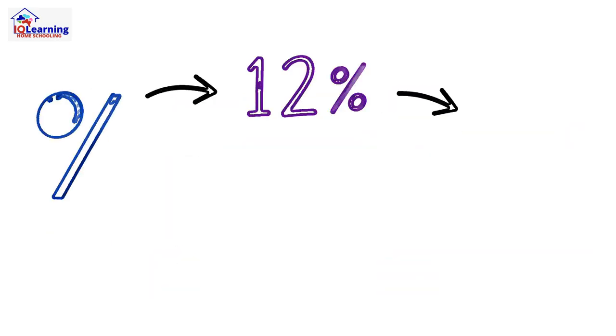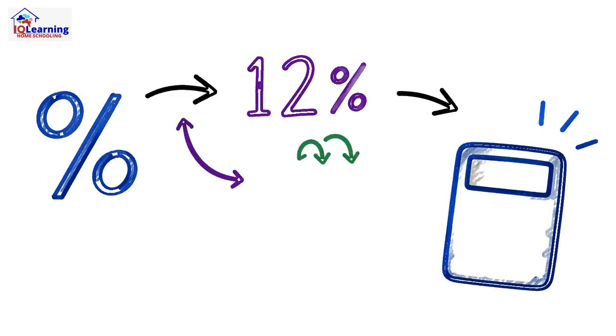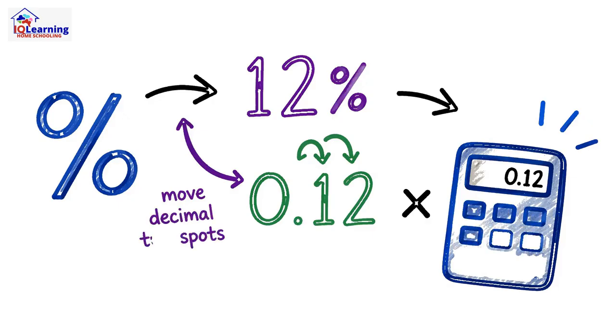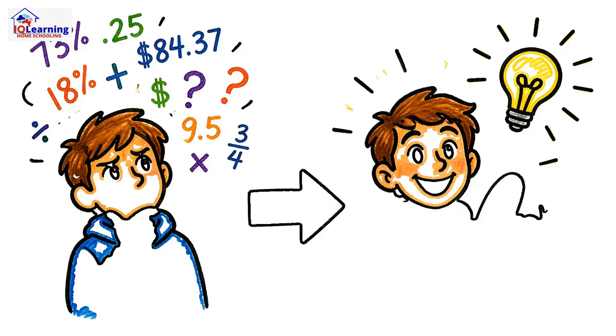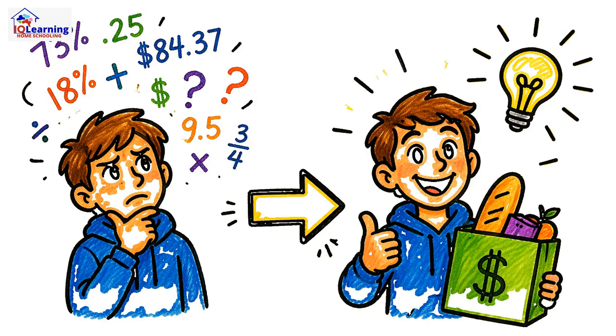So, next time you see a percentage, don't guess. Just remember the process. Move the decimal 2 spots to the left and multiply. It's one of the most practical math skills you'll ever learn, turning confusing numbers into real-world sense.